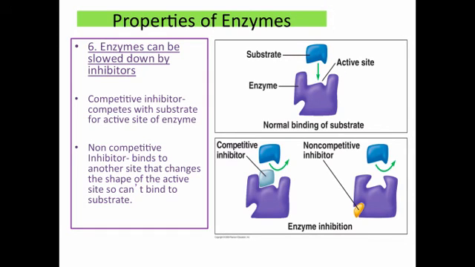Enzymes also can be slowed down by a particular inhibitor. And there's basically two inhibitors we're going to talk about. We're going to talk about the competitive inhibitor and a non-competitive inhibitor. And so if you look at this first diagram here, we have an enzyme that's going to bind with this particular substrate on its active site.